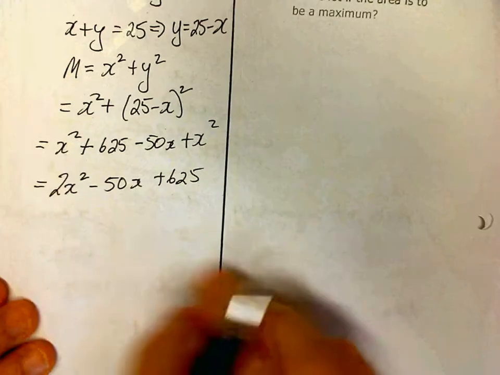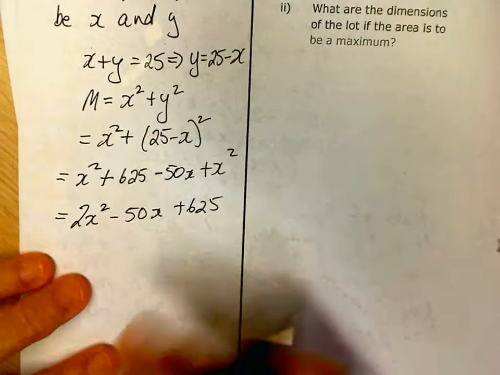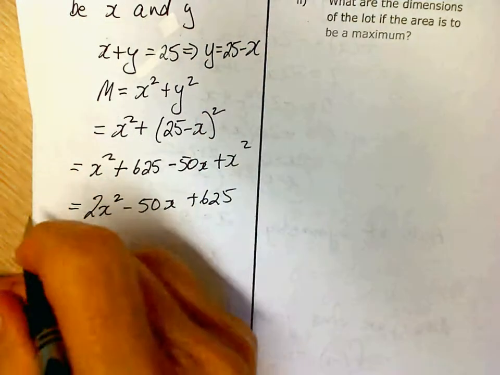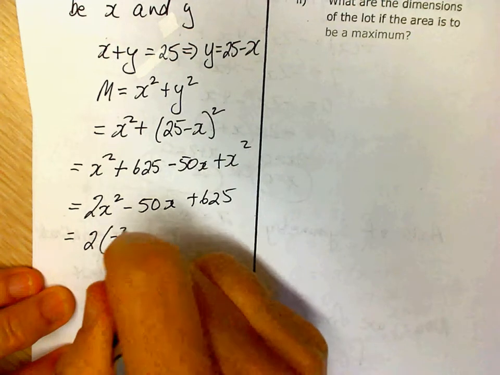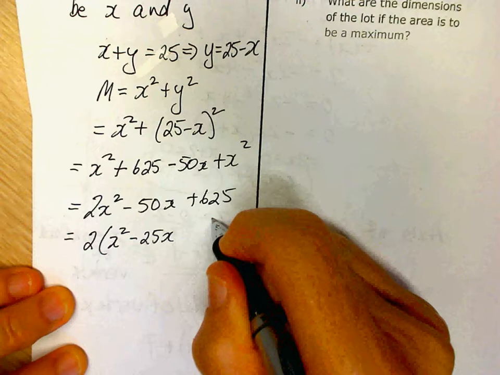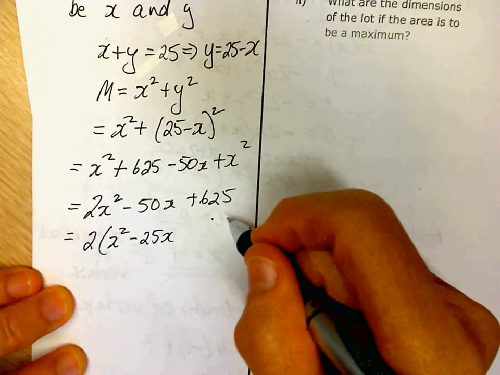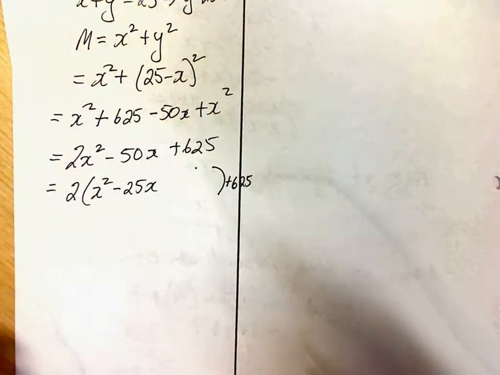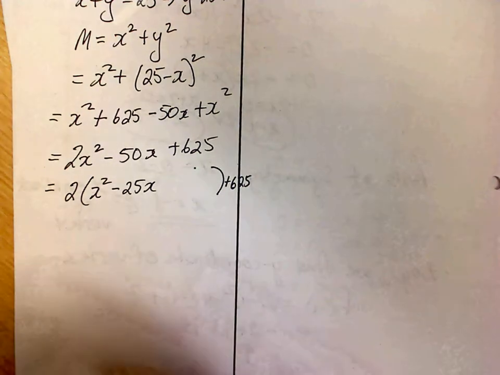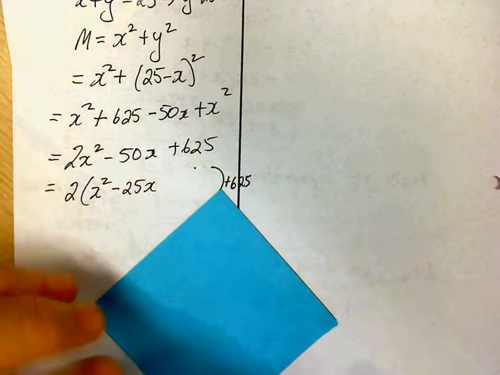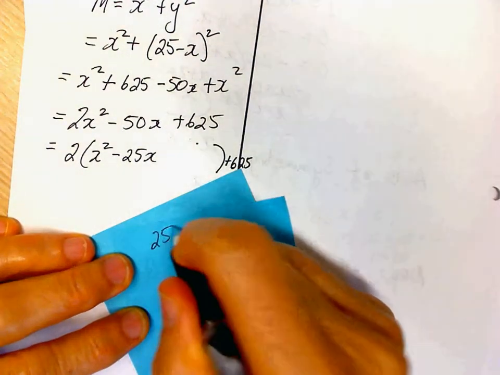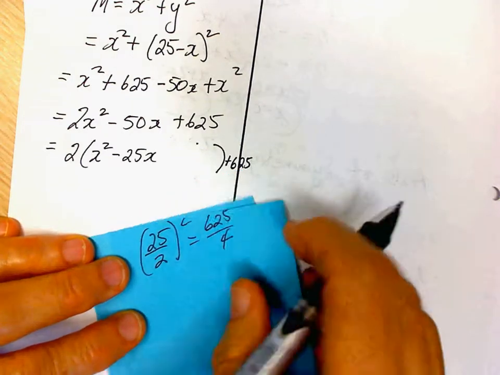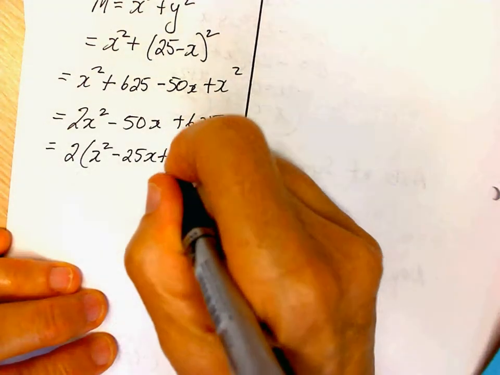Okay, so now we have an equation in standard form, but since we want to pick off the minimum, we need a vertex, so we're going to write it in vertex form. So we're just going to factor out a 2: x squared minus 25x. We'll leave some room here for completing the square, and we'll leave that 625 out there. Okay, so we have to take half the coefficient of the middle term, 25 over 2, and square it. So that's going to be 625 over 4, right? So we have to add it inside the brackets and subtract it inside the brackets.